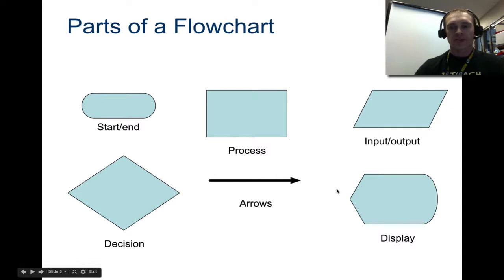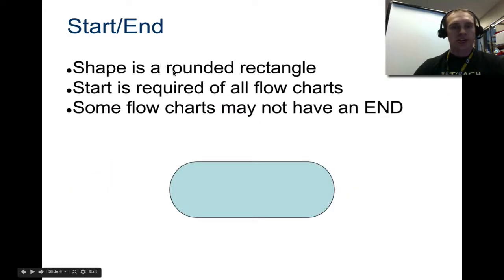If you're going to have some type of just a display but it doesn't need to output a number, you might see that. Arrows connect each box. So again, the shape is a rounded rectangle. It starts everything. Some flowcharts might not have an end if it just continues and loops forever.